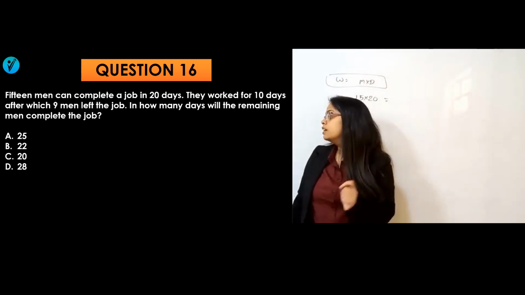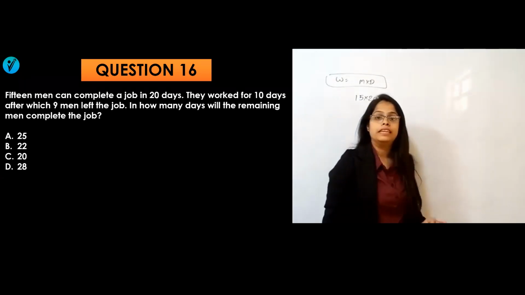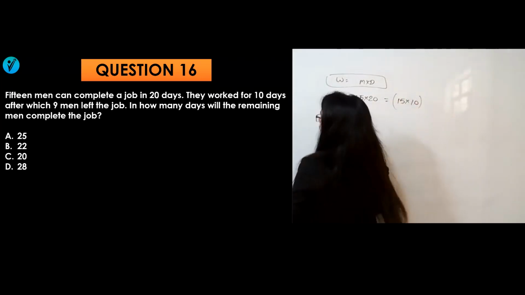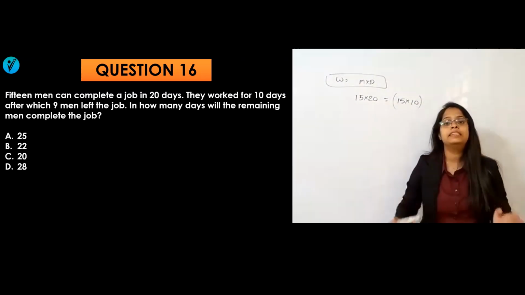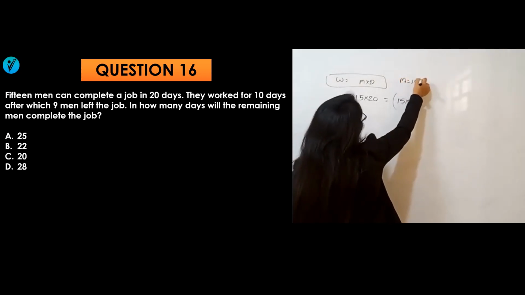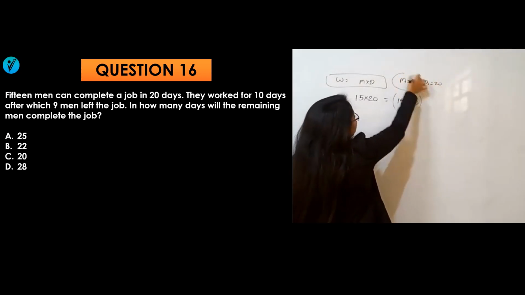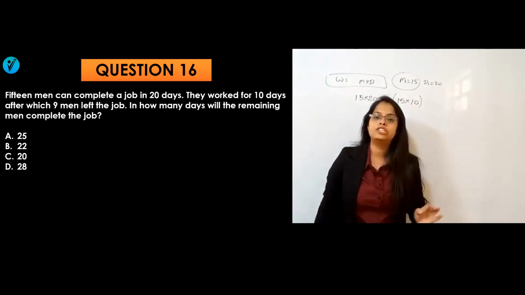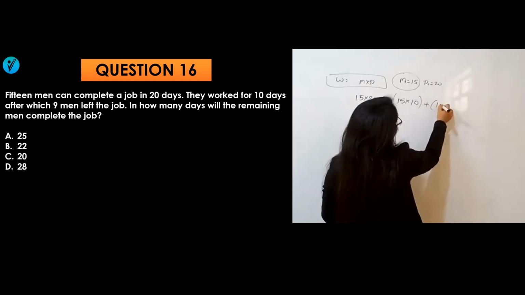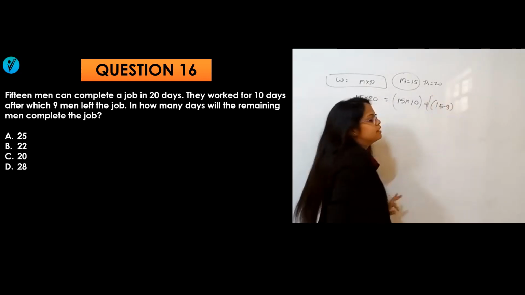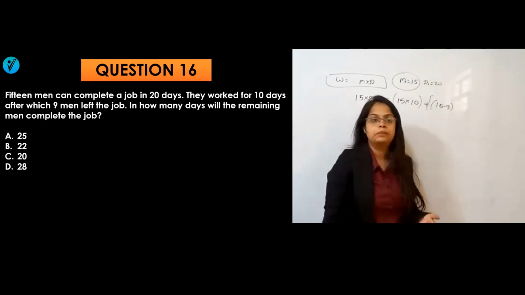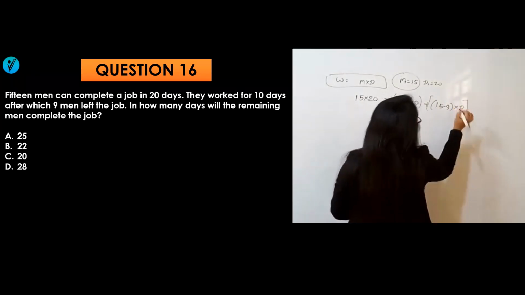But what happens now? These number of men have worked for 10 days only. That means 15 men work for 10 days, and after which 9 men left the job. Out of 15 men, right? M1 is equal to 15 and D1 was equal to 20. Out of 15, if 9 men left the job, what will be the remaining men? Remaining men will be 15 minus 9. Right now, these are the only men. So, how many days will be required?